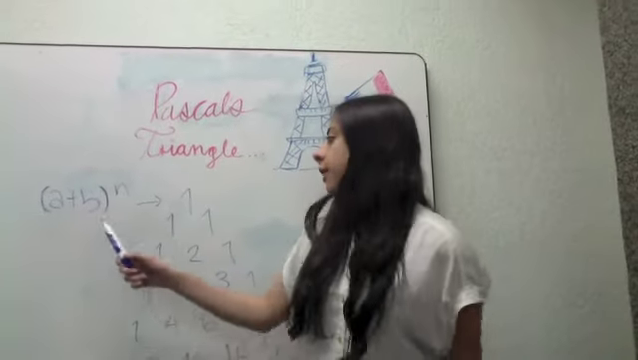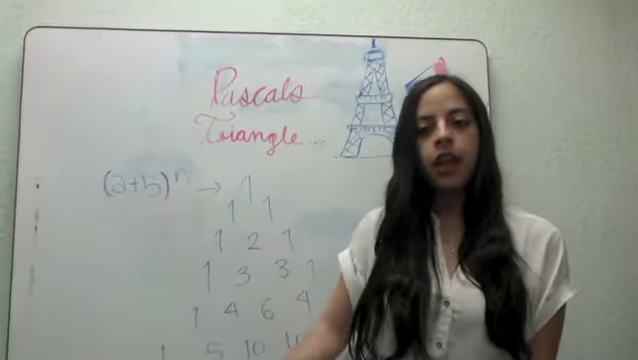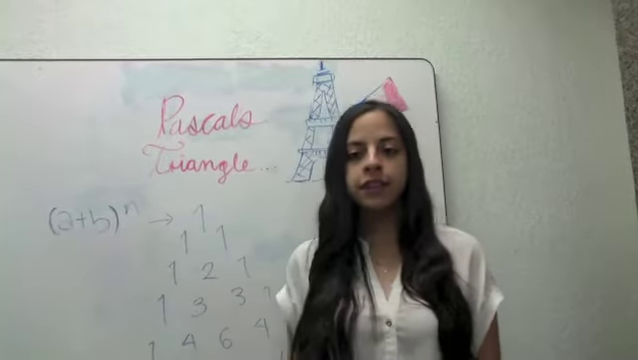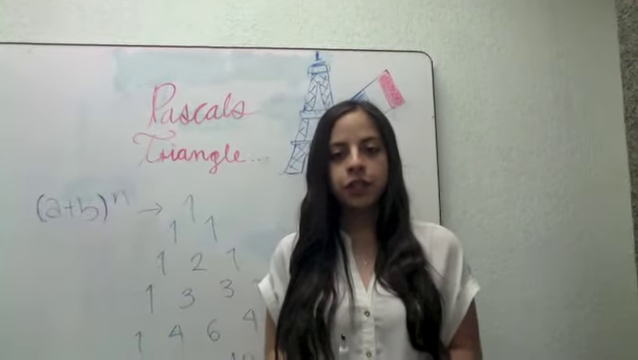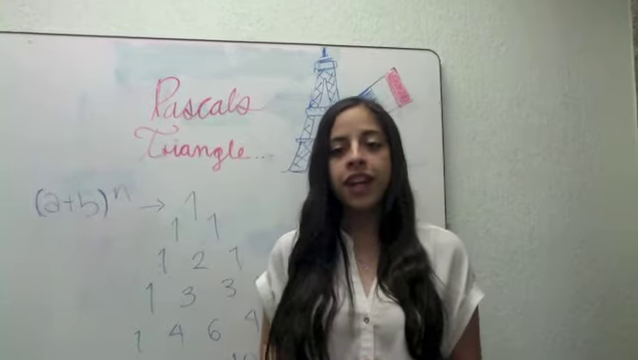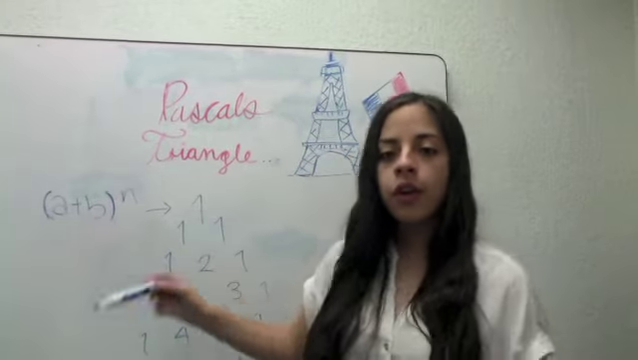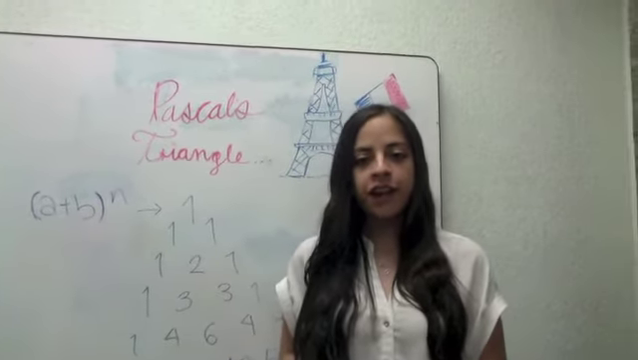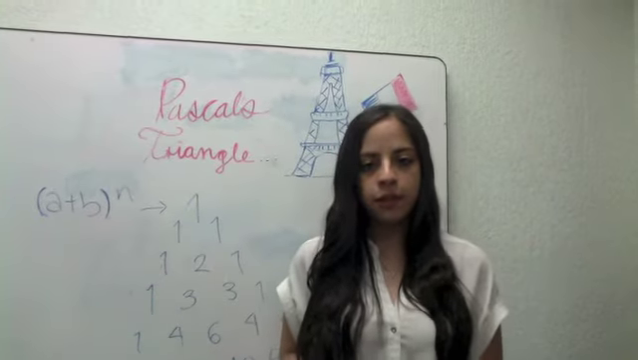If we look at the binomial a plus b to the n, the n plus 1 row of Pascal's triangle gives us the coefficients of the expanded form of the binomial. It is the n plus 1 row because the first row of the triangle is any binomial with an exponent 0.